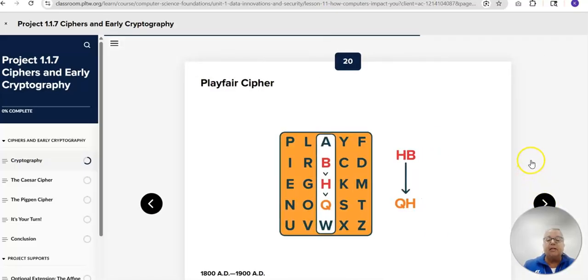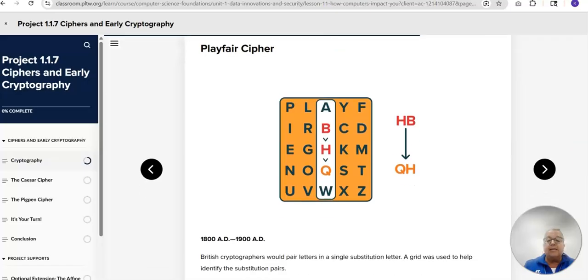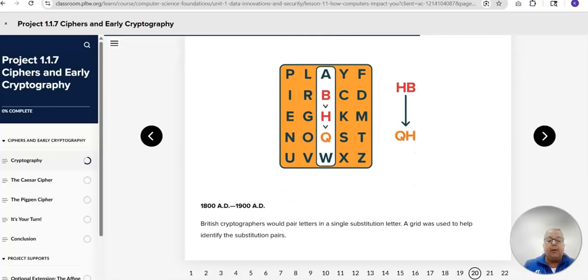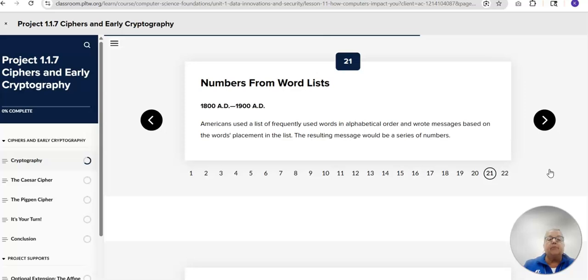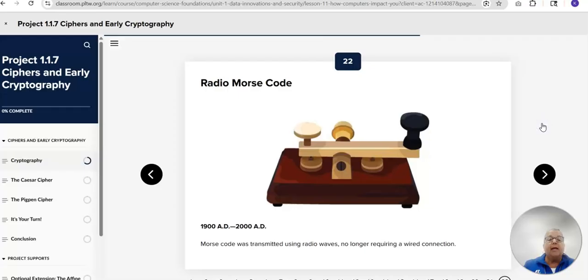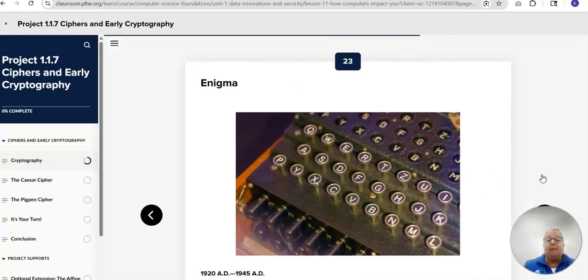Playfair cipher, here's another kind. And you can see they would pair letters in a single substitution letter. A grid was used to help identify the substitutions. Numbers from word lists, that's another way. You can read through that. Radio Morse code, that's when they'd go beep, beep, beep. And what it was, somebody at the other end would be decoding it, and they'd memorized it.